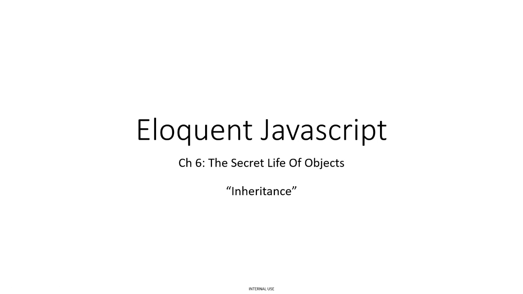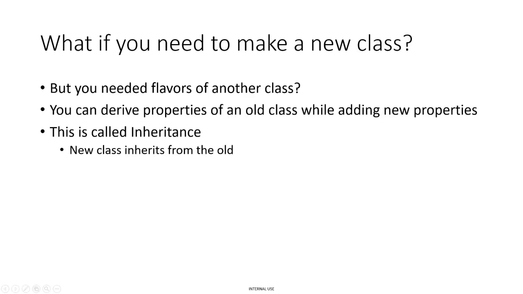If I can go to the first slide. There we go. What if you need to make a new class, but you needed flavors of another class? So let's say you have a class of a car, right? But you wanted to make a new class that contains flavors of car, but it's not exactly a car. Or let's call it a vehicle instead.